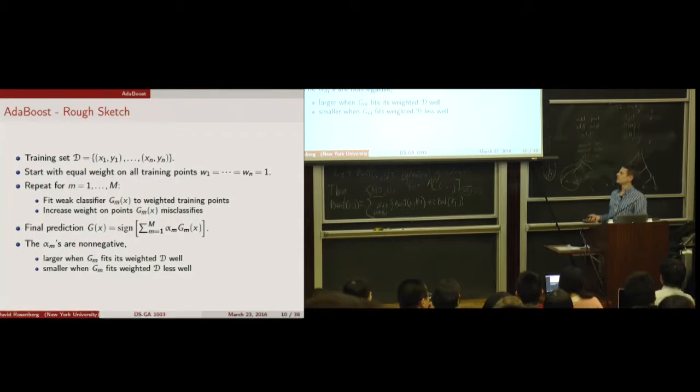It looks at every data point. You never get zero weight. So yes, it looks at every data point in every round. That's right. It may almost ignore certain data points when the weights get very, very small, which happens.